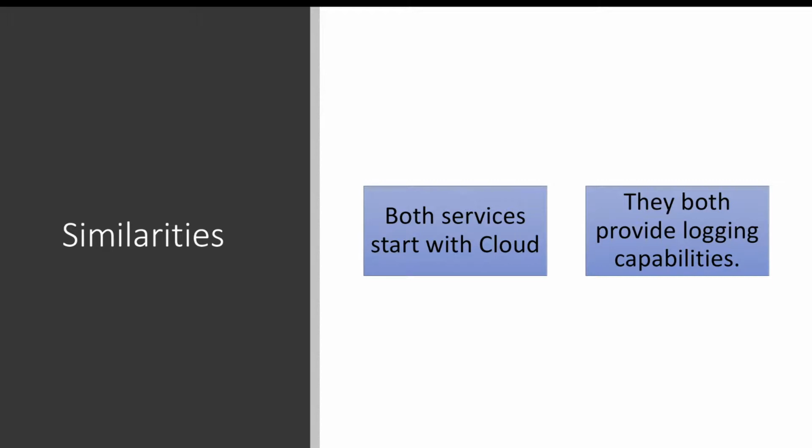But they also both provide logging capability, right? You can log with CloudWatch and you can log with CloudTrail. And I think this is where people are confused. This is what makes people confused because they both have logs. So which one is for what?